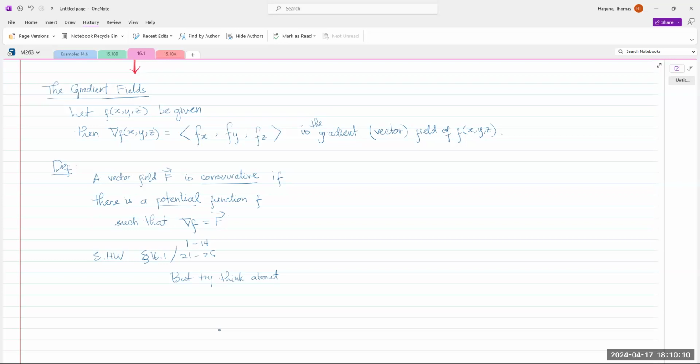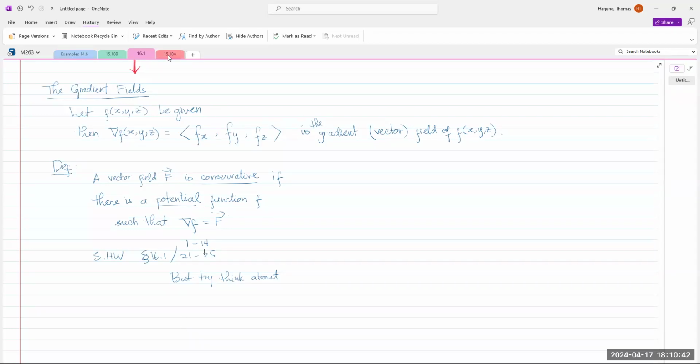By the way, given this definition, you see that a gradient vector field for sure is conservative, right? Because there's a function f such that the gradient equals that vector field. Therefore, that vector field is conservative. Yeah, I guess that's what I want to say for now.